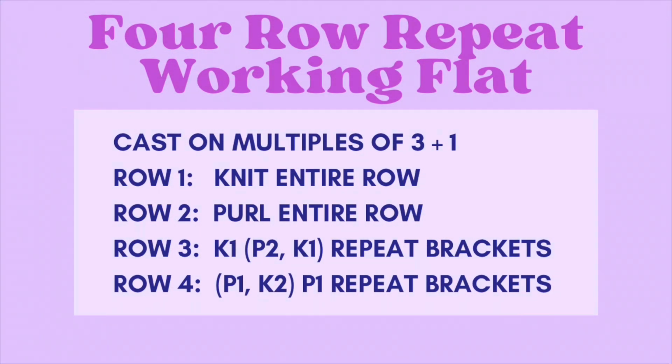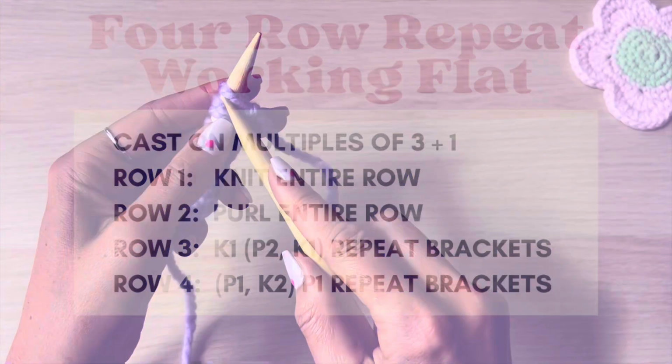Row 1 is knit, row 2 is purl, row 3 starts with 1 knit stitch. Then it's a case of repeating purl 2, knit 1, purl 2, knit 1 for the entire row. Row 4 is a repeat of purl 1, knit 2, purl 1, knit 2, and the last stitch will be a purl stitch. You then repeat the 4 rows.